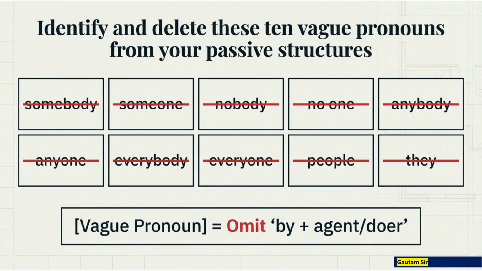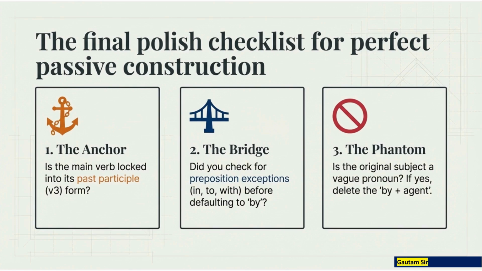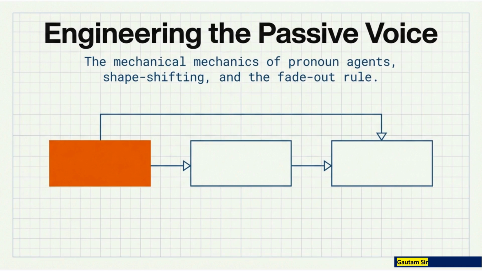The preposition bridge allows for using prepositions other than by when linking the verb to the agent, such as with or at, depending on the verb's requirement. The decision to use the phantom agent is strategic. When the doer is universally understood, the sentence is more concise without the "by plus agent" phrase. This chart illustrates various prepositional bridges. Examples show how verbs like surprised, satisfied, and known use at, with, and to instead of by.